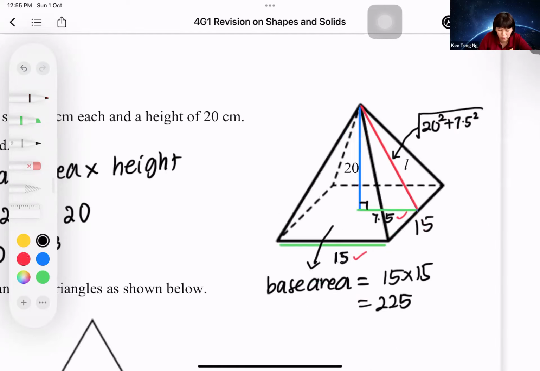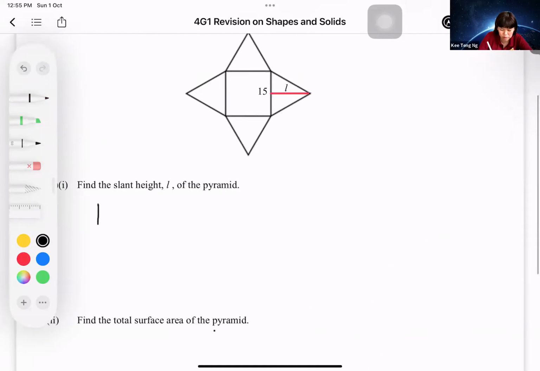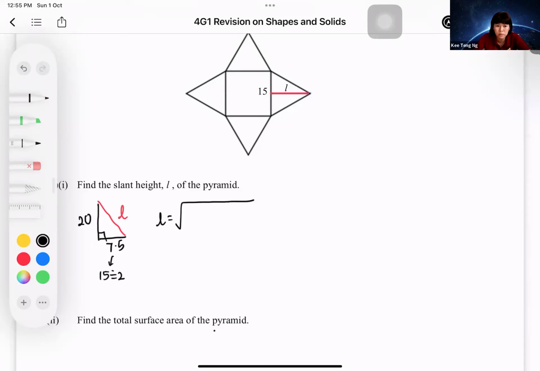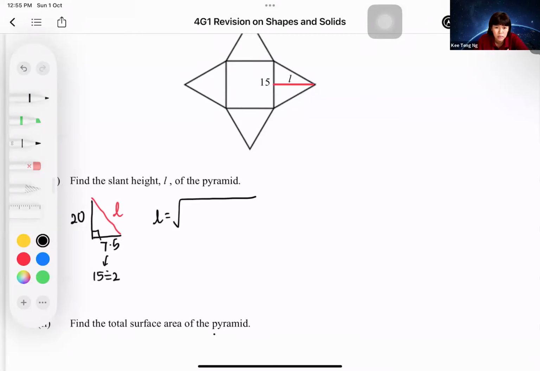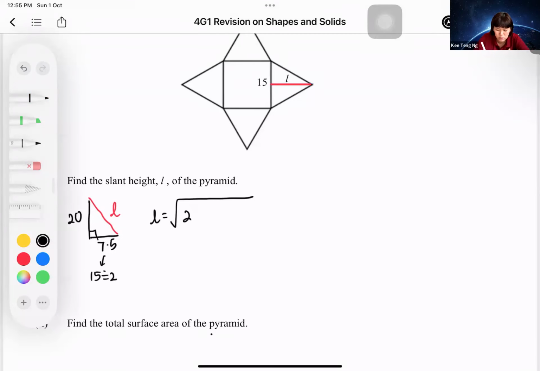Let me draw this triangle down so that I can see it clearly. So this one is my height, 20. This is 7.5. 7.5 comes from 15 divided by 2. Then you have your slant height over here, the L. So L equals the square root. I'm looking for the hypotenuse, the longer side. So that will be 20 squared plus 7.5 squared.